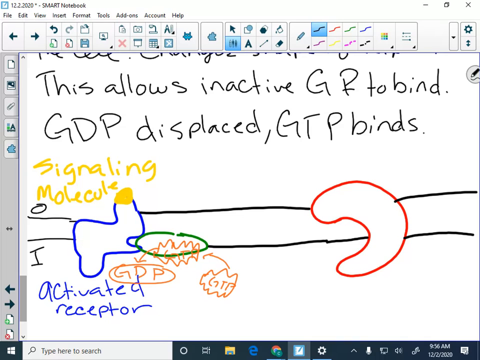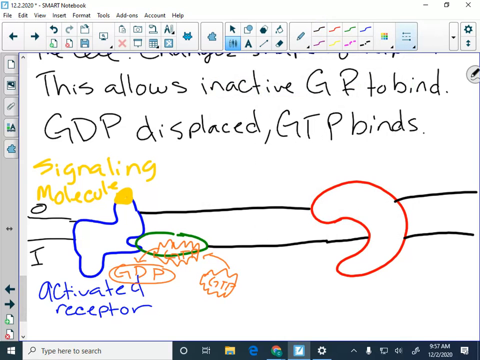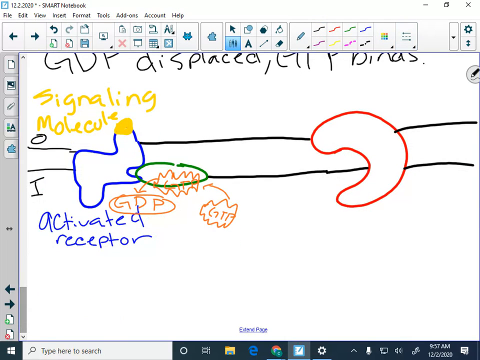So our signaling molecule binds, which activates our receptor. When our receptor is active, it allows this G protein to bind to it because it opens up an active site when they change the shape. And once that G protein is in there, it will knock out that GDP and accept a GTP. So that's step 2.